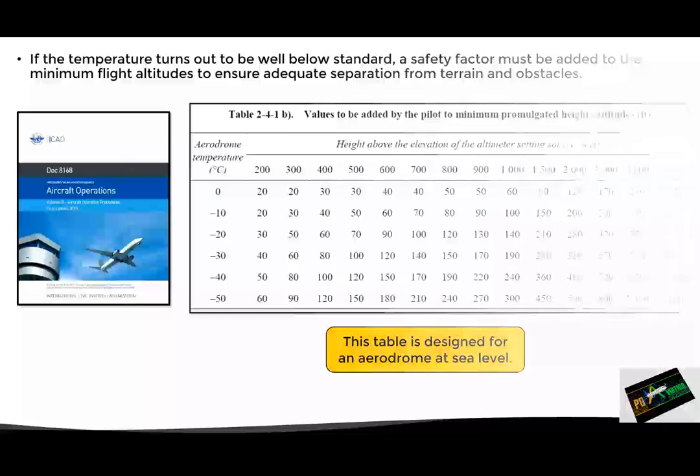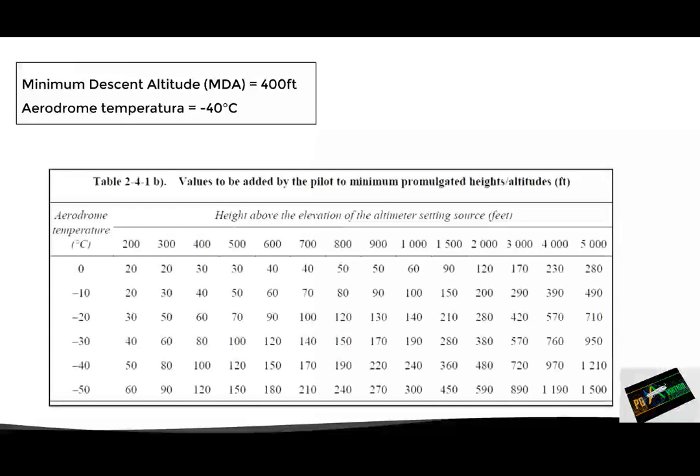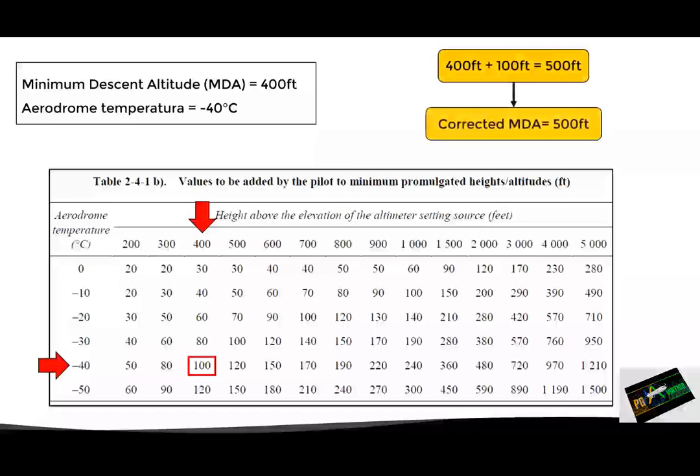Let's see a little example of how to use this table. Suppose that the minimum descent altitude, or MDA, of a particular instrument approach procedure is 400 feet and the temperature is minus 40 degrees Celsius. Using the table, we can see that the correction to be added to the MDA is 100 feet, obtaining a corrected minimum descent altitude of 500 feet.